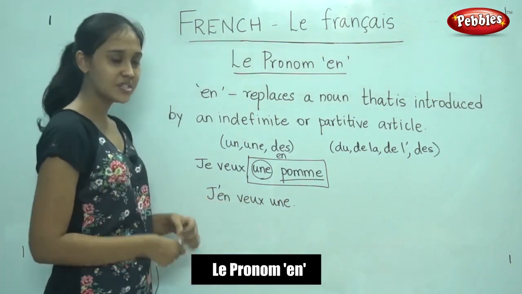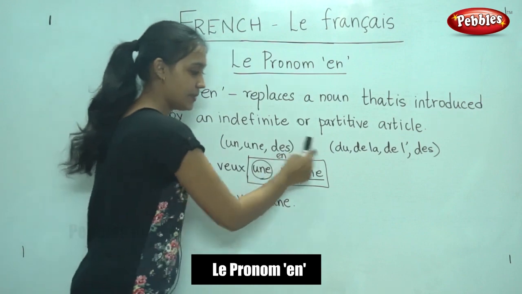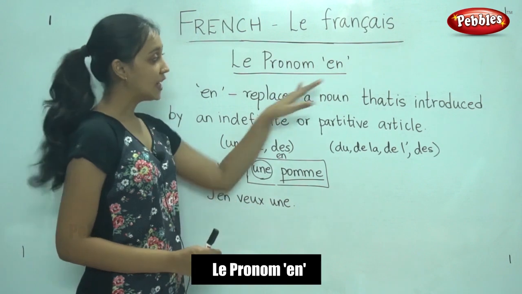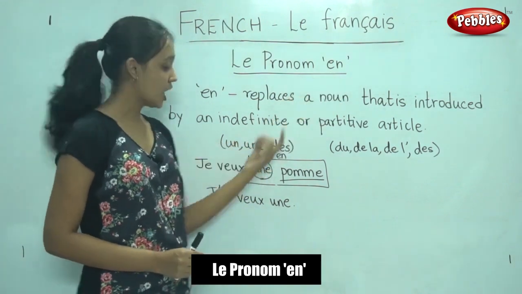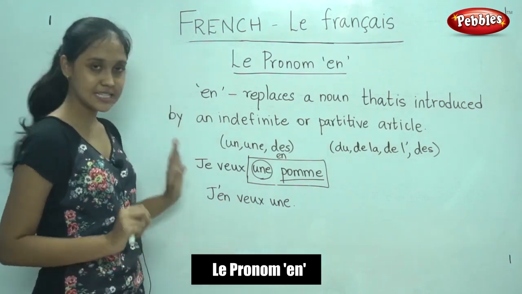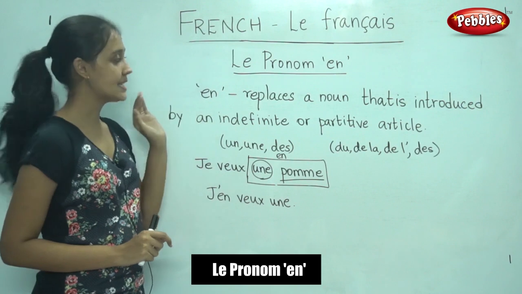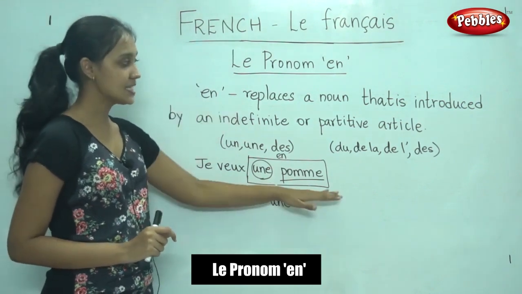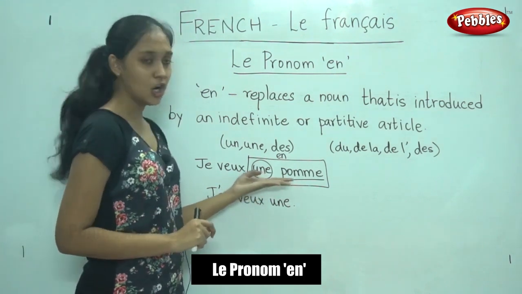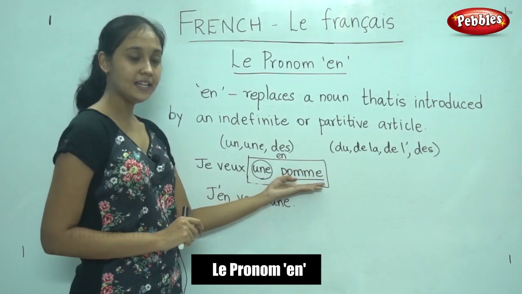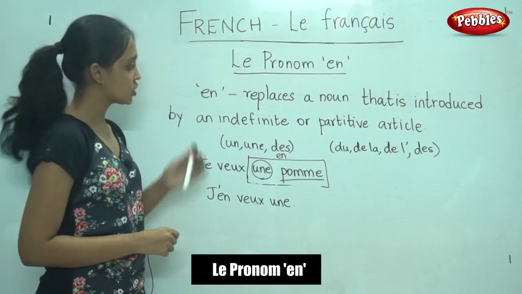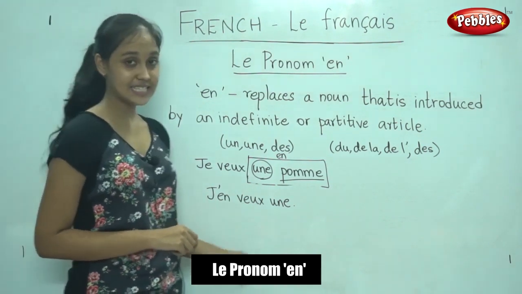So I want one of it. So have you understood? It's very simple. It replaces a noun. It is a pronoun, so it replaces a noun. Where do we place en? We place it before the verb. Very simple. So en is a pronoun. It replaces a noun that comes after an indefinite article or a partitive article, and the en is placed before the verb. So shall we do some exercises regarding this? It is very simple.